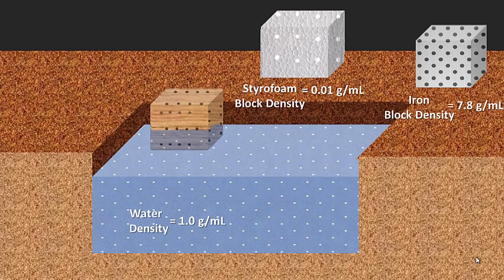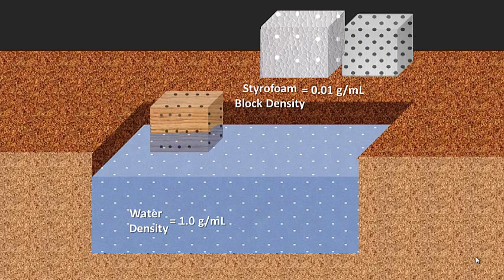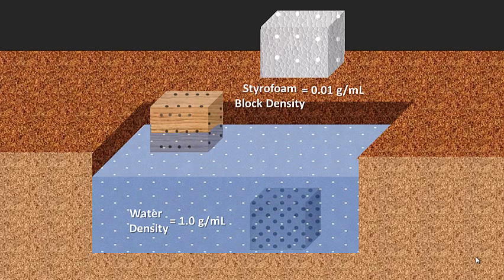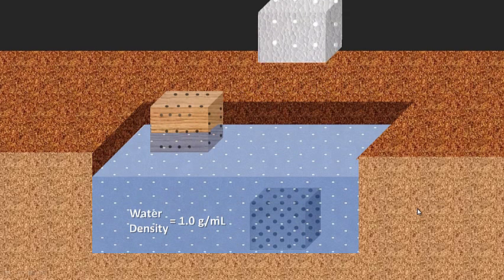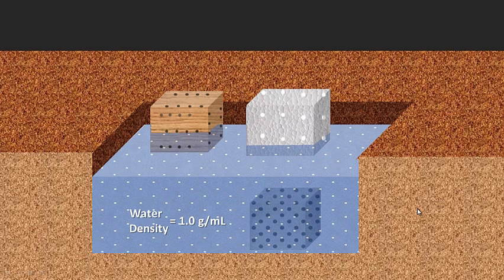Our wood. All right, well that worked out good. It has a density of 0.6, so it should float, right? Our iron had a density of 7.8, so it should sink straight to the bottom because it has a density of greater than 1. Styrofoam, 0.01, well, it floats. So there you have it. Objects with a density of less than 1 float, and objects with a density of greater than 1 sink.